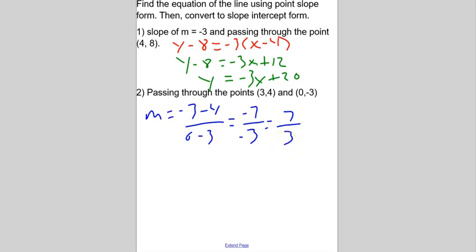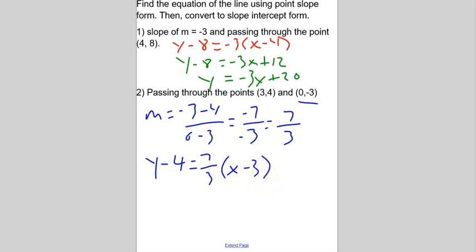Now there's two ways you can do this. You can go to point slope form, so that's what they tell us to do. So I'm going to use that first point, but we should also notice that this is our y-intercept, so we could jump straight to slope intercept form from there. But since they say use point slope, we're going to use that. So we're going to say y minus 4 is equal to 7 over 3 times x minus 3. Okay, so that's point slope form.